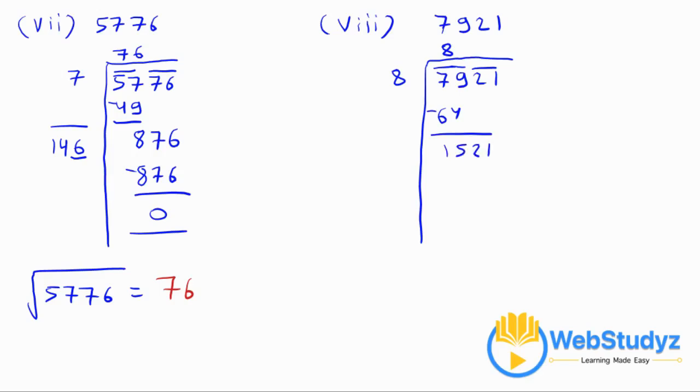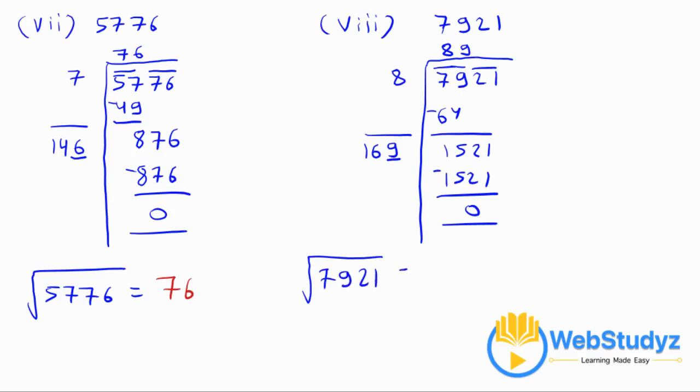1521. Now doubling the value of 8, which will give us 16 blank. If we take 9 in here and in quotient, multiplying this we will get 1521. Subtracting this, we will get 0. So we can say that under root of 7921 will give us the value of 89.